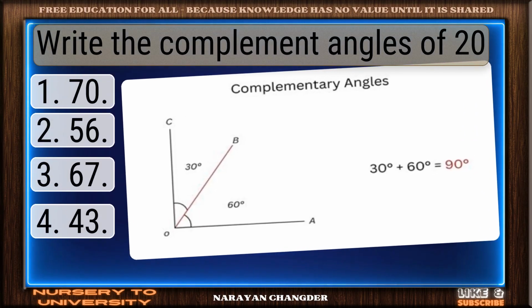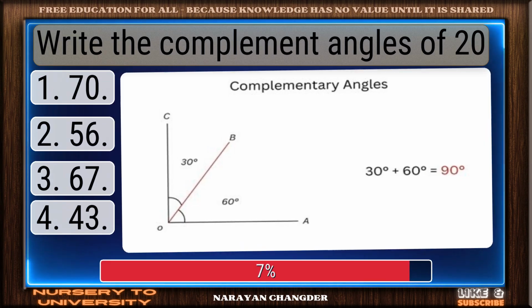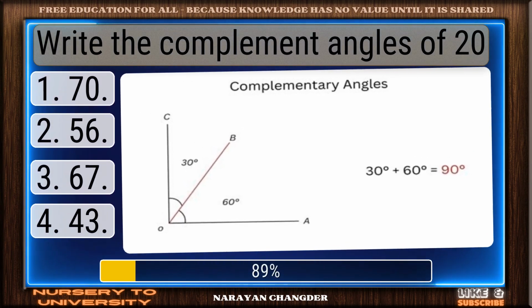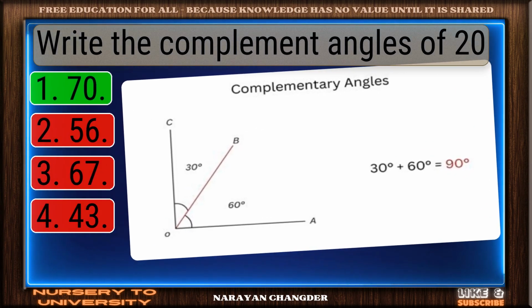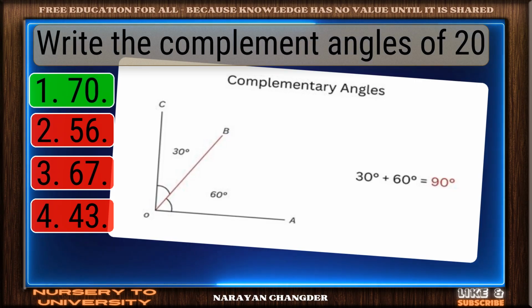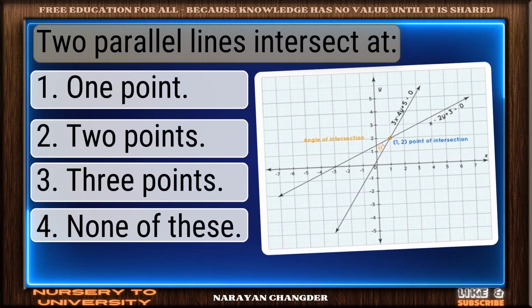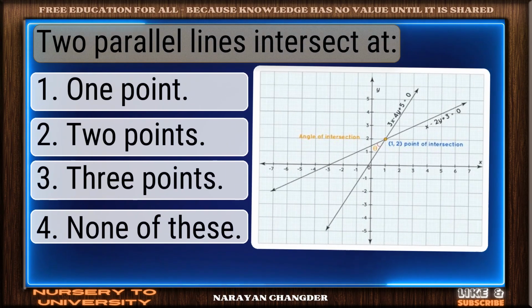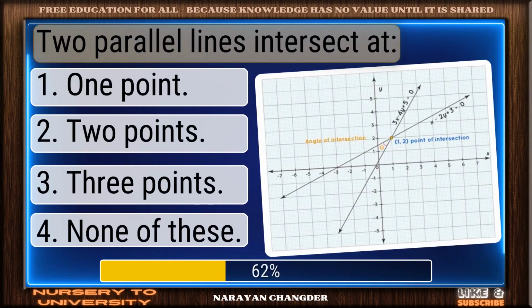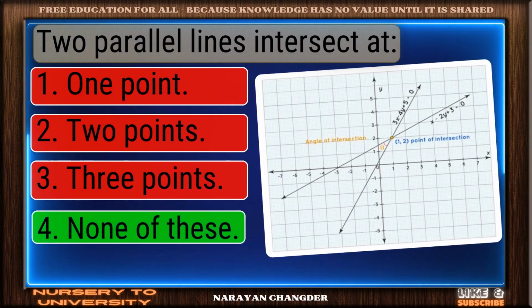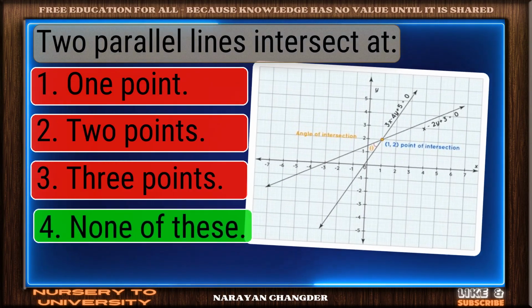Question number 77. Write the complement angle of 20. Exactly. 70 makes sense and it is the right choice. Question number 78. Two parallel lines intersect at? You chose none of these, and it is correct.